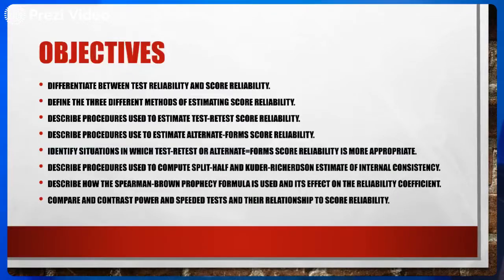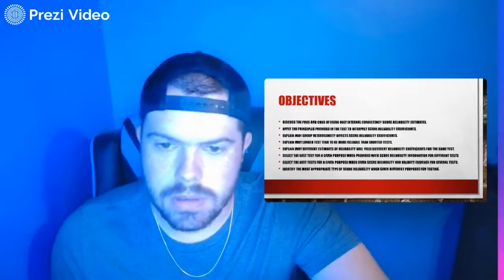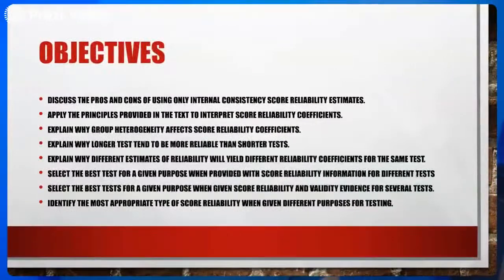Describe how the Spearman-Brown prophecy formula is used and its effect on the reliability coefficient. Compare and contrast power and speeded tests and their relationship to score reliability. However, that is not all our objectives for this short chapter. There are more. Discuss the pros and cons of using only internal consistency score reliability estimates. Apply the principles provided in the text to interpret score reliability coefficients.